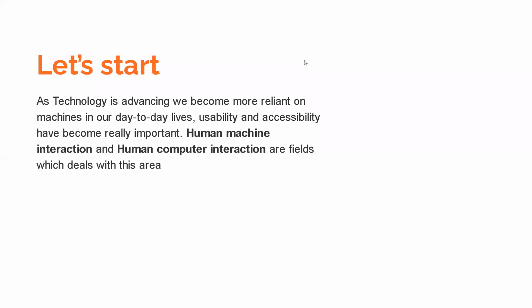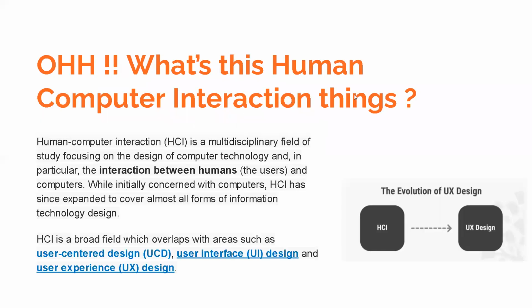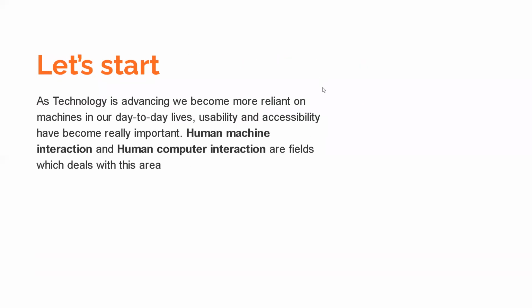Let's start. As technology is advancing, we become more reliant on machines in our day-to-day lives. Most of the work we do today relies on the computers we use and all the machines we are interacting with. Usability and accessibility have become really important. Human-machine interaction and human-computer interaction are the fields which deal with this area.